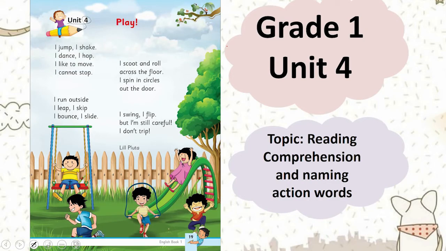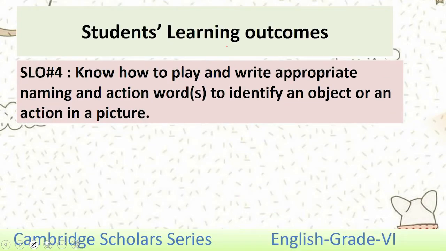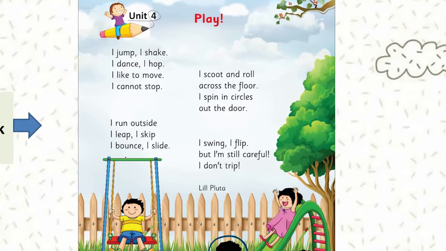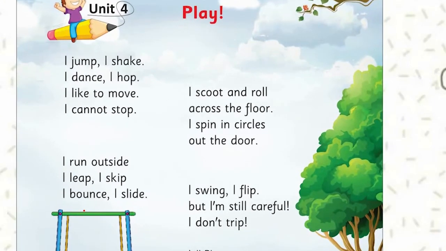We are going to start our lesson from Unit 4, Play, and our topic is reading comprehension and naming action words. SLOs of this lesson are: know how to play and write appropriate naming and action words to identify an object or an action in a picture. In this lesson, we are going to read this poem about play on page number 19. Let's start from here. The first stanza.